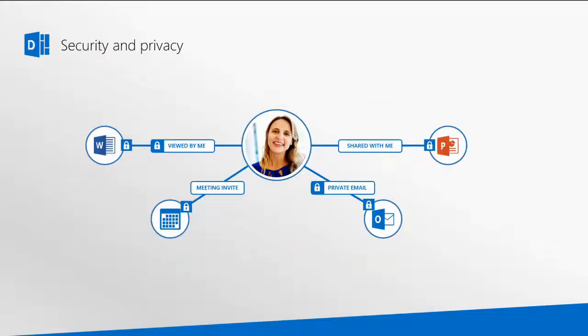Okay, so we're creating this huge network of stuff. What about security and privacy? That's something that we get a lot of questions about. And to take security first, that's obviously super important for the Office Graph. And we always respect whatever permissions are set on data in your source system. So Delve, for example, will never show you anything you cannot see anywhere else.